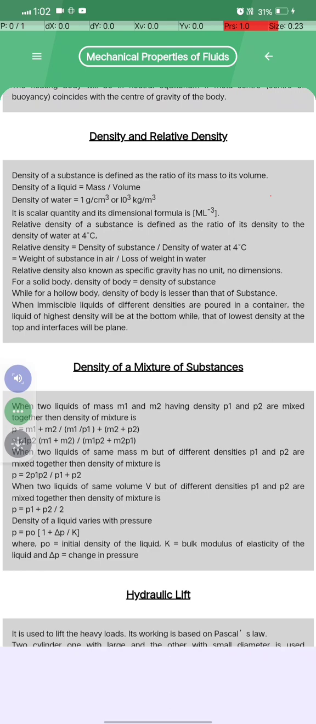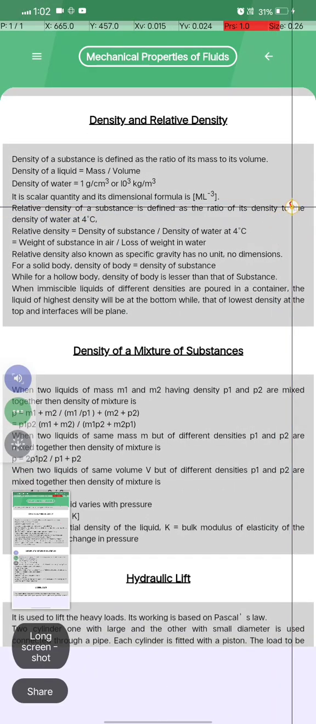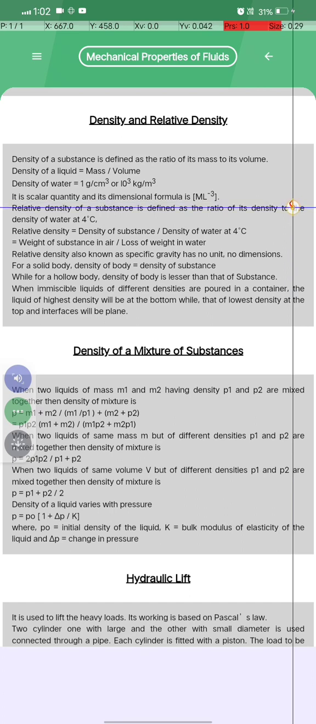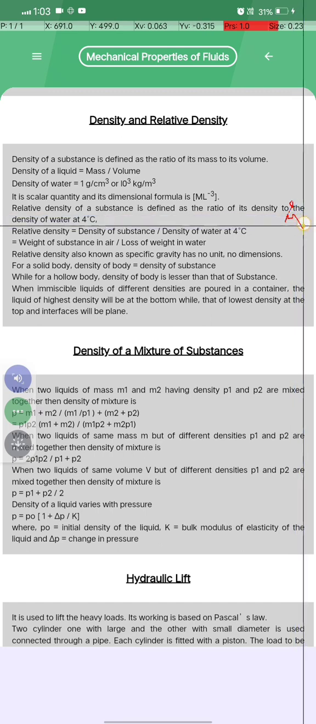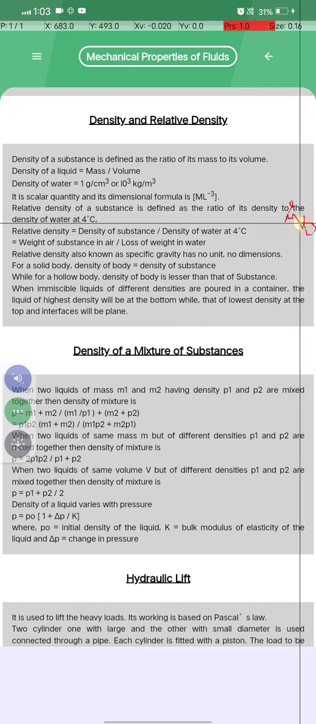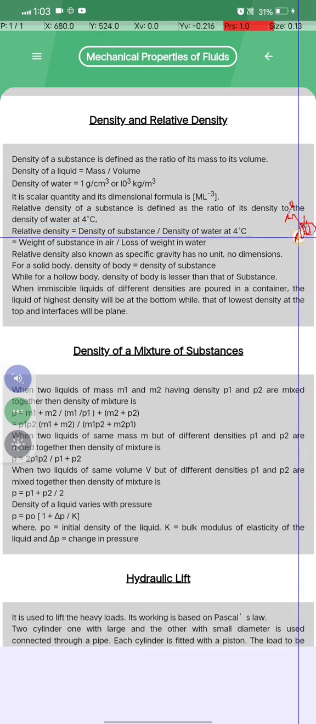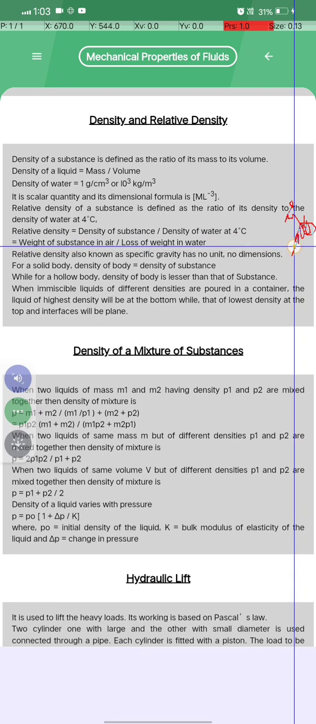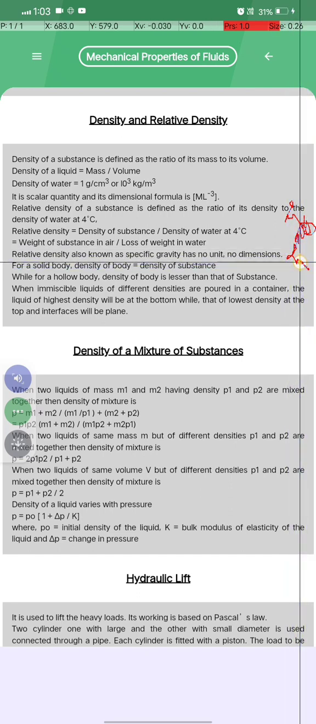यहाँ तक और कोई दिक्कत? अब देखो, it is a scalar quantity and dimension formula is ML^-3, and the relative density of a substance is defined as the ratio of density of the substance and density of water at 4 degrees Celsius. Relative density is equal to density of substance by density of water at 4 degrees Celsius, and is equal to the weight of the substance in air by loss of weight in water, and the relative density is also known as specific gravity, has no unit, no dimension.